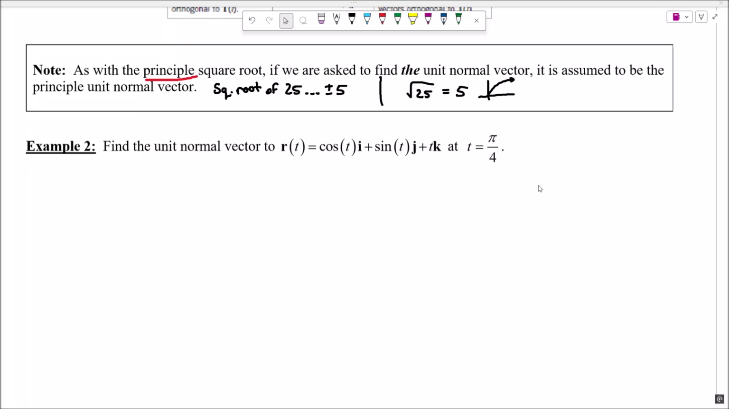All right, let's go take a look here at example number 2 and attempt to find the unit normal vector to our function r of t. This is the same r of t that we were working with earlier. We're going to deal with this function again at the same exact point in time as well. So let's take a look at how we would do this.